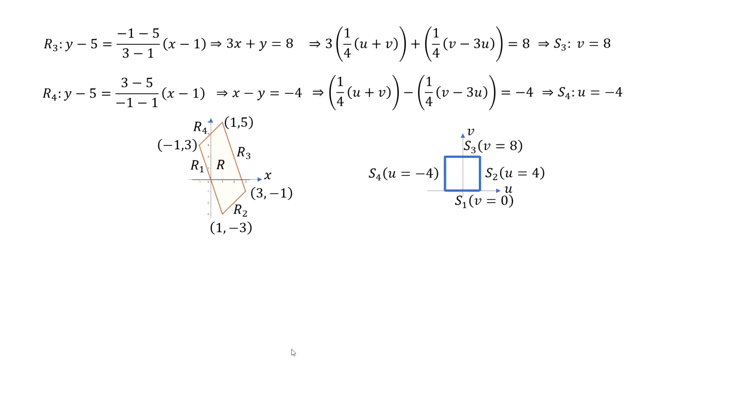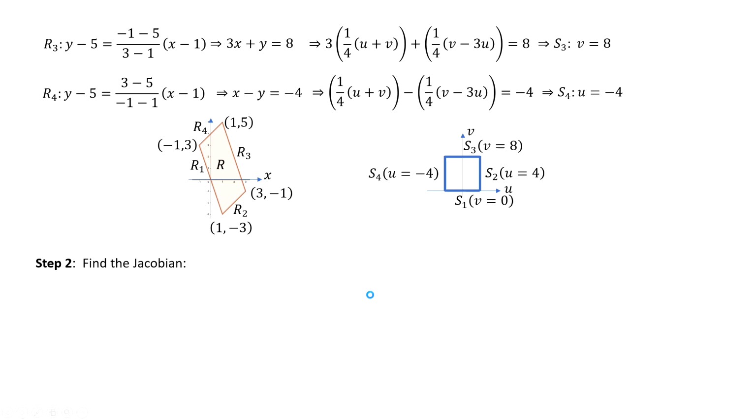So one final summary so far as the region is concerned. What was the original parallelogram here converted into a nice, is this a square or a rectangle? Its dimensions are -4 to 4. That length must be 8 then. And 0 to 8, yeah, that's also 8. Yep, it is a square. So S1 is this line segment v equals 0 from -4 to 4, and so on.